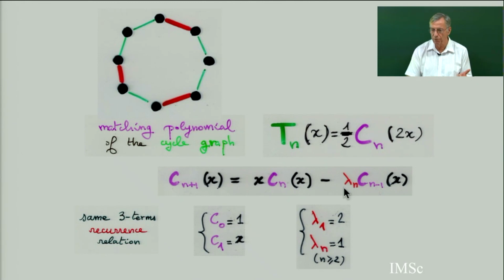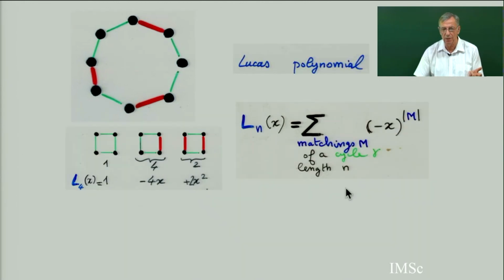So now, what is the analog of the Fibonacci polynomial? This is the Lucas polynomial. Instead of putting an x for each isolated point, I'm going to put an x for each dimer. In fact, a minus x. So the Lucas polynomial is the sum over all possible matchings of minus x to the power of the number of edges of the matching.